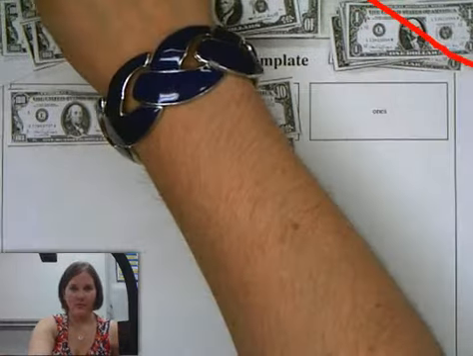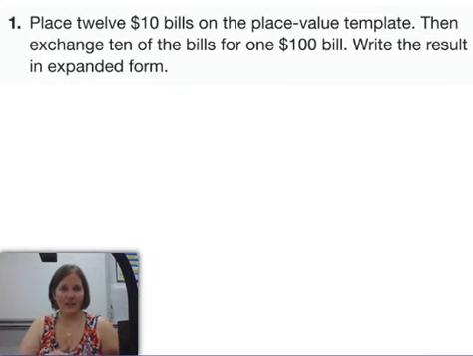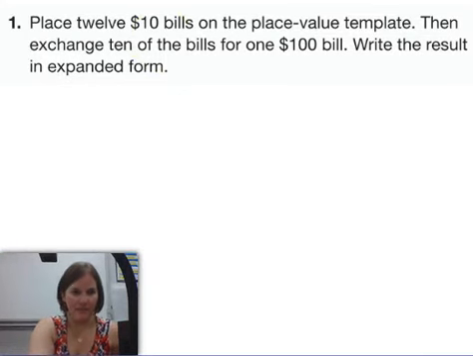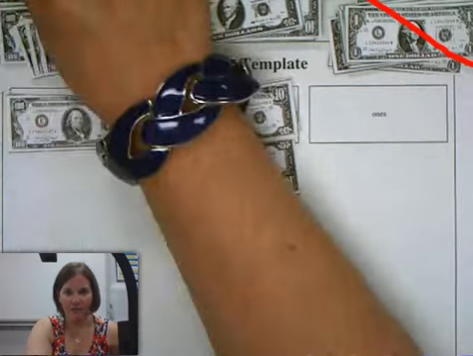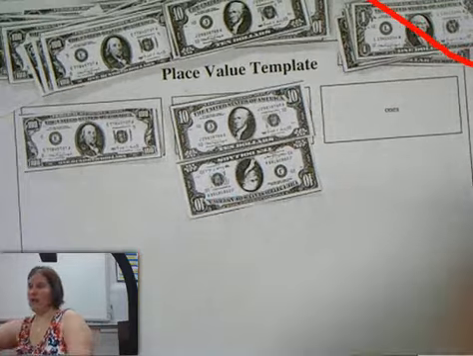Now, whoa, I started writing on the screen. Now, it says to write the result in expanded form. Okay? So, kind of thinking about what we have: 100 and 2 tens and no ones.